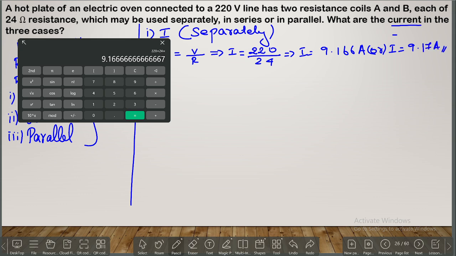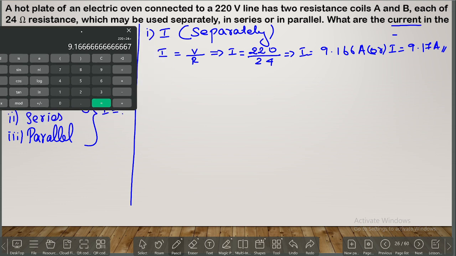Second condition, if the two coils are kept in a form of a series. Series means the two coils are connected end to end. First let us calculate the net resistance in series. R is equal to R1 plus R2. What is the value of R1? 24. What is the value of R2? 24. 24 plus 24 is going to be 48 ohm.